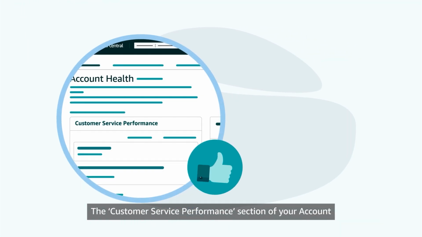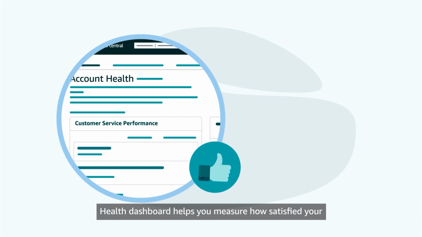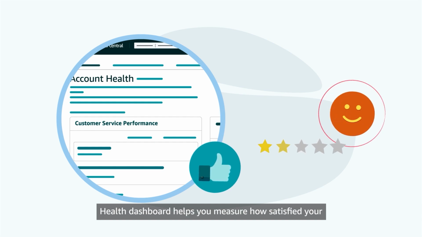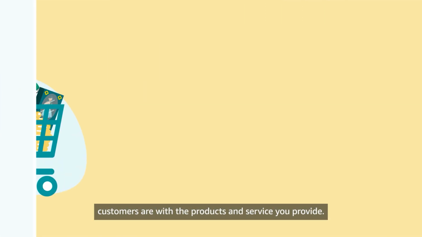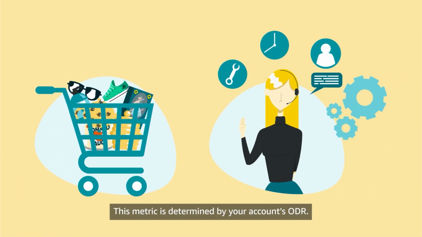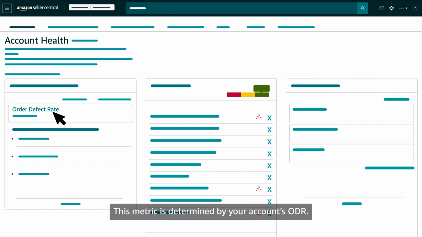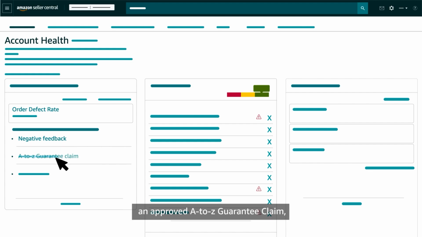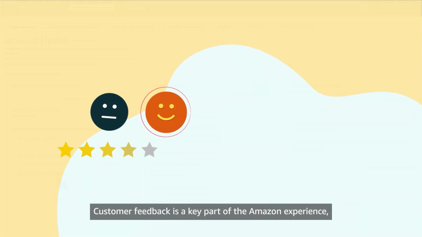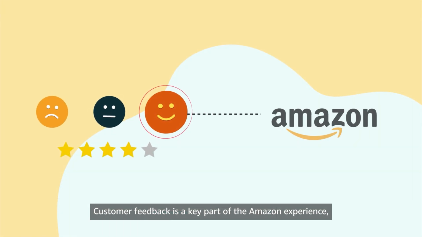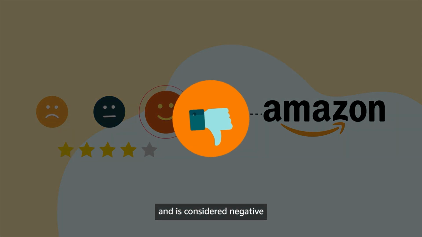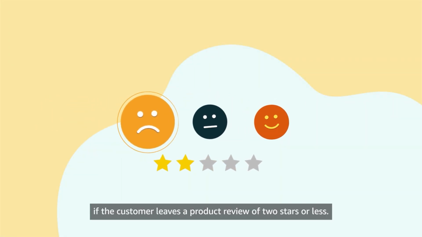The Customer Service Performance section of your Account Health dashboard helps you measure how satisfied your customers are with the products and service you provide. This metric is determined by your account's ODR. An order has a defect if it results in negative feedback, an approved A to Z guarantee claim, or a credit card chargeback claim. Customer feedback is a key part of the Amazon experience and is considered negative if the customer leaves a product review of 2 stars or less.